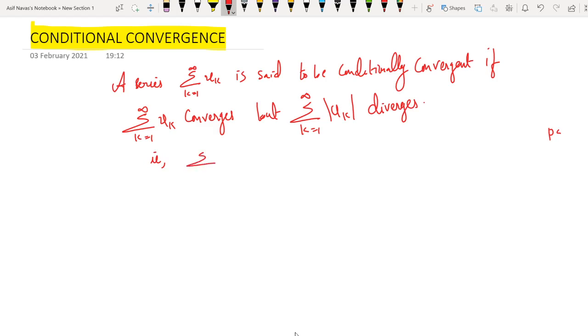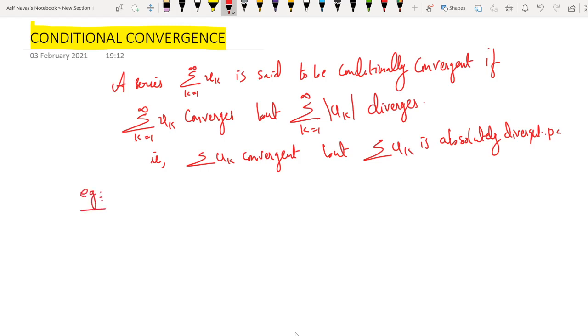That is, sigma uk is convergent, but sigma uk is absolutely divergent. So such series are called conditionally convergent series.